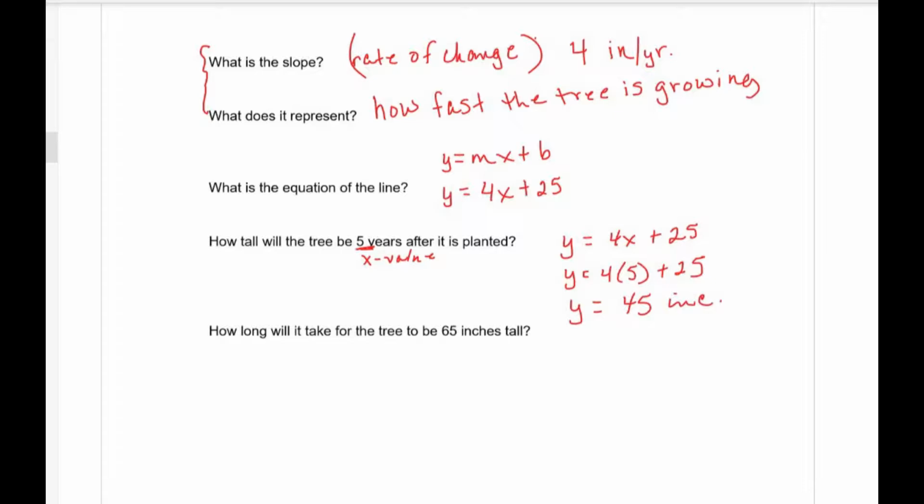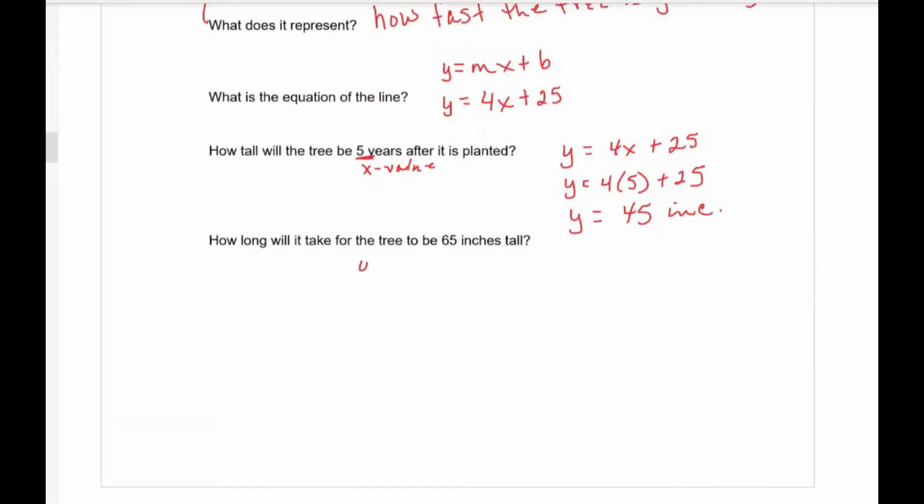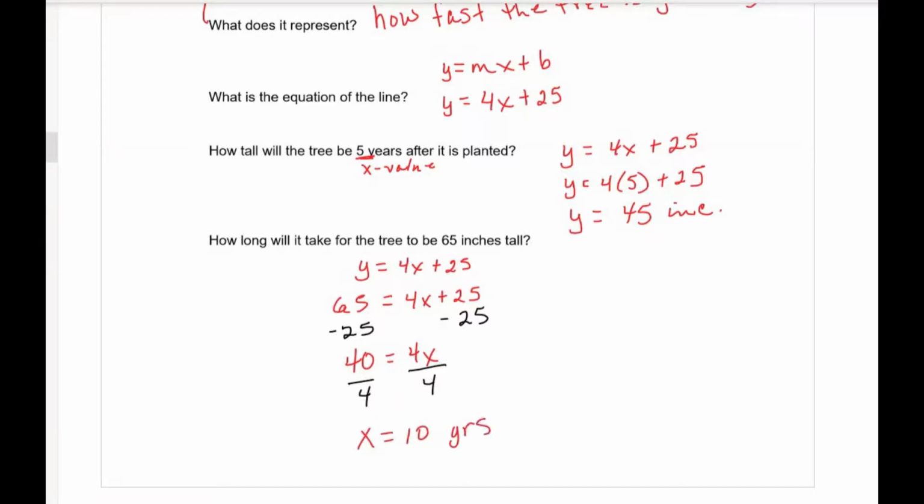And then the next question, how long will it take for the tree to be 65 inches tall? So this is my original equation, y equals 4x plus 25. And I want to know when will my y value be 65. So the height of the tree is 65, and I need to figure out what that x is. In order to solve this, I'm going to subtract 25 from both sides of my equation. So I have 40 equals 4x, and then I'm going to divide both sides of my equation by 4, and I get x to be 10. So it's going to take 10 years for that tree to be 65 inches tall.